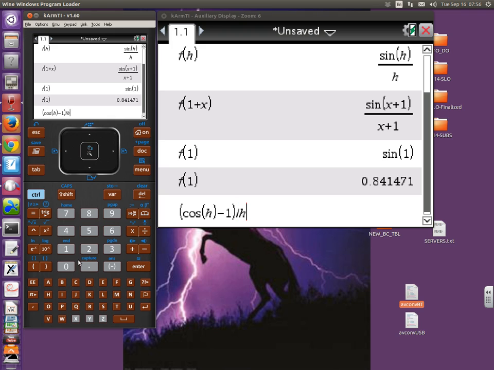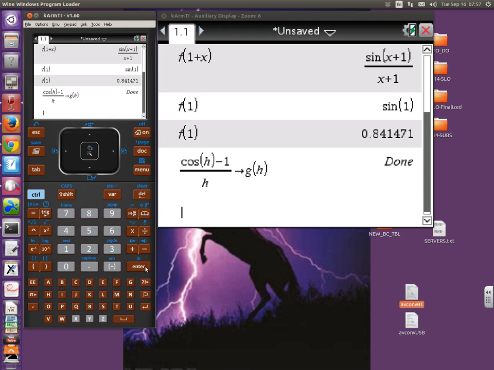And let's say I could do control var to store. And let's say I call that g of h. G of h. You did control what? Control var. Where it says the blue stuff up here is the control, and doesn't it say STO for store? Yeah. Enter. All right, so now I can do like I was trying to do yesterday, g of 1.